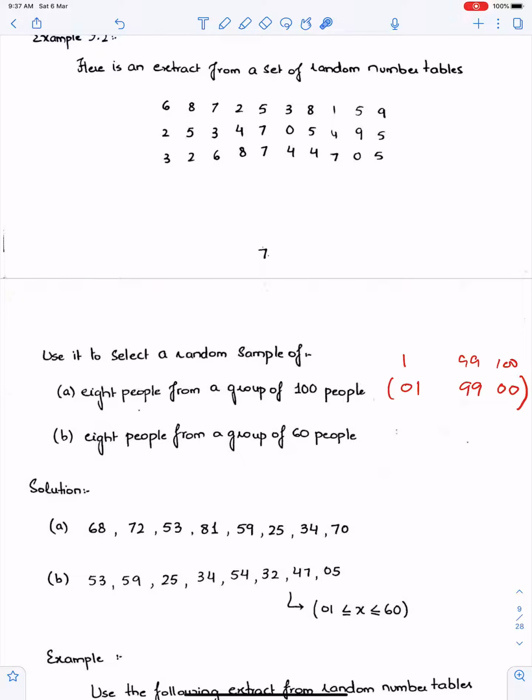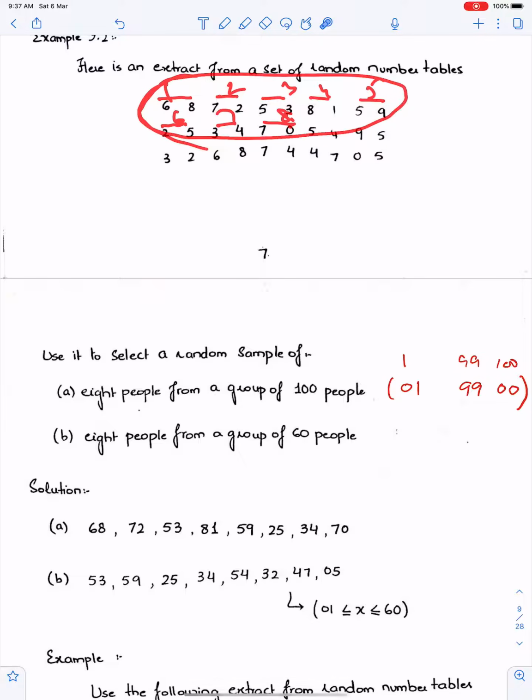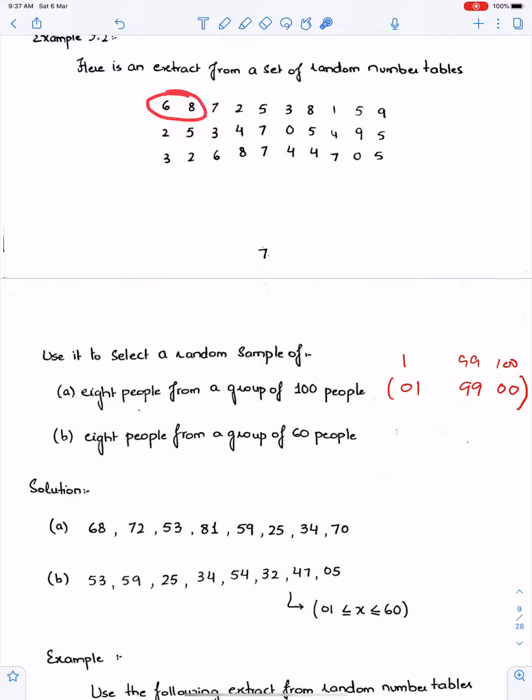You have to select 2-digit numbers. So the first number will be 68, then 72, 53, 81, 59, 25, 34 and 70. These are 8 people: 1, 2, 3, 4, 5, 6, 7, 8. You just need to select a sample of 8 from this extract, but the numbers should be 2-digit. Now, this is the sample answer of part A.